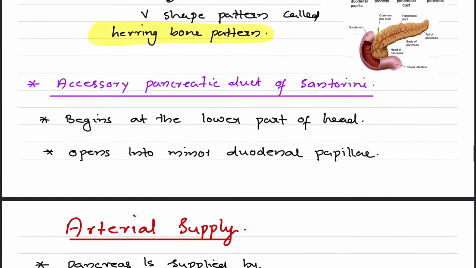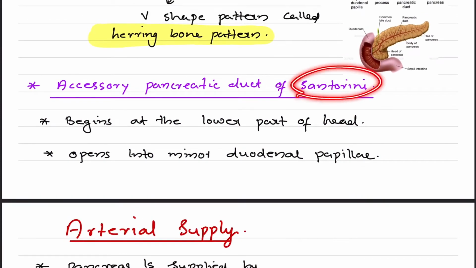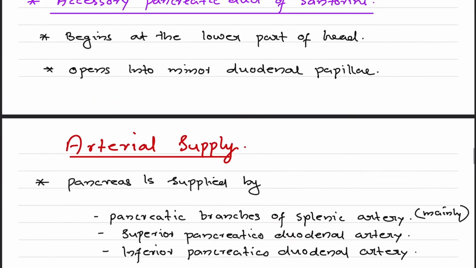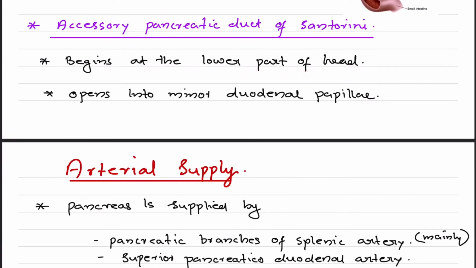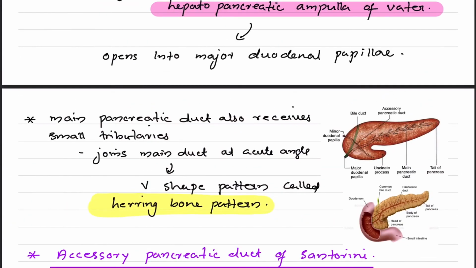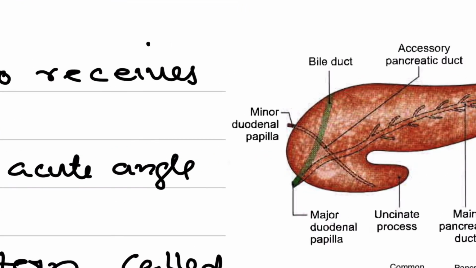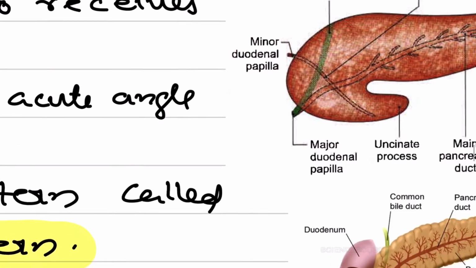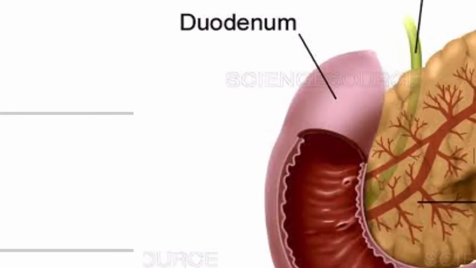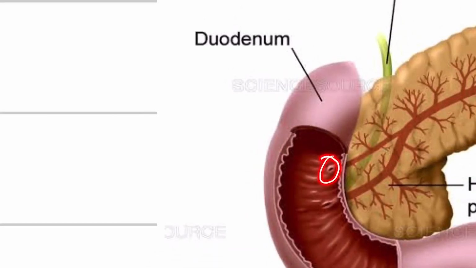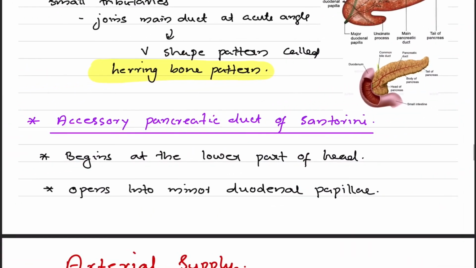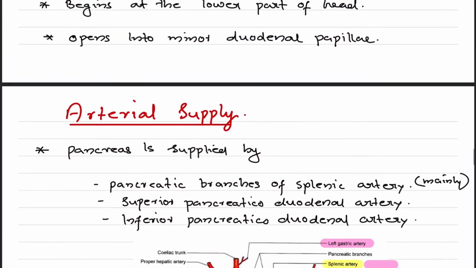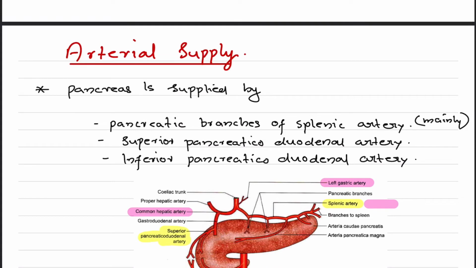Now we have the accessory pancreatic duct of Santorini. It begins at the lower part of the head and opens into the minor duodenal papillae. See, this is the accessory pancreatic duct which starts from the uncinate process, the lower part of the head, and opens into the minor duodenal papillae. See, this is the minor duodenal papillae in the second part of the duodenum. Okay, next the arterial supply.